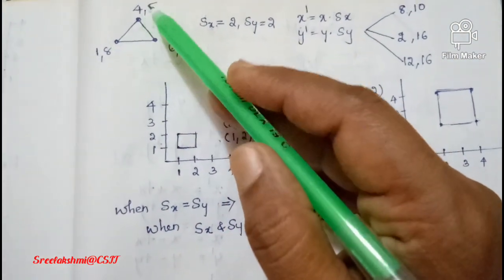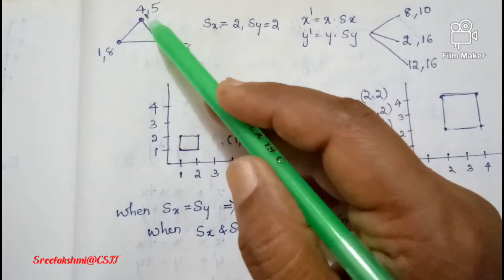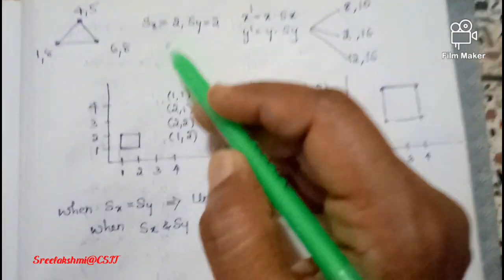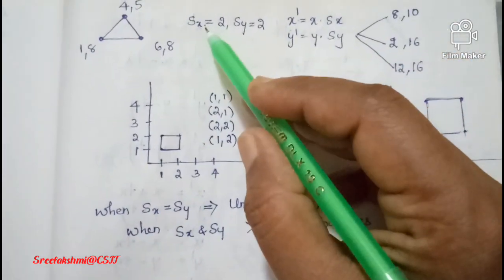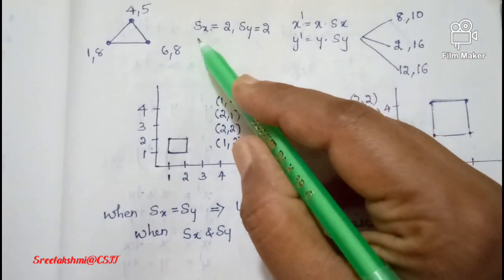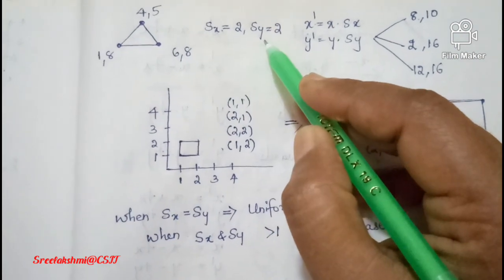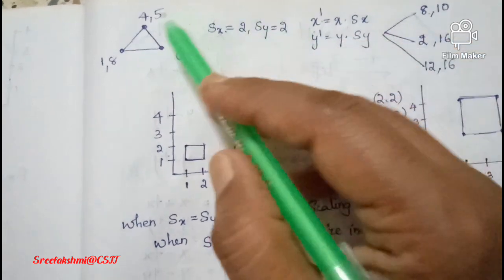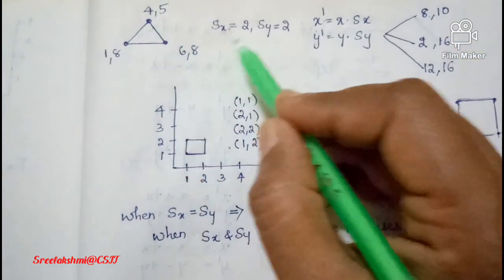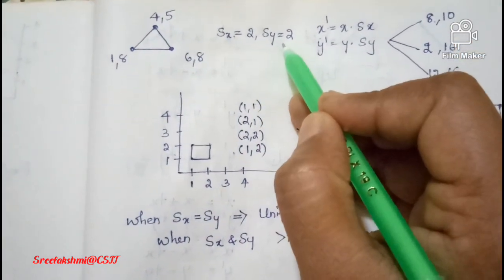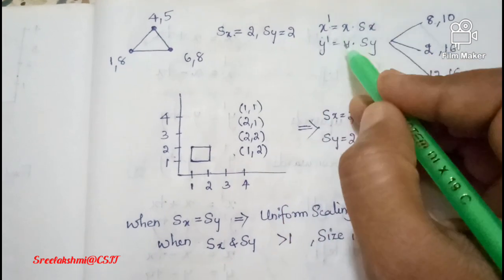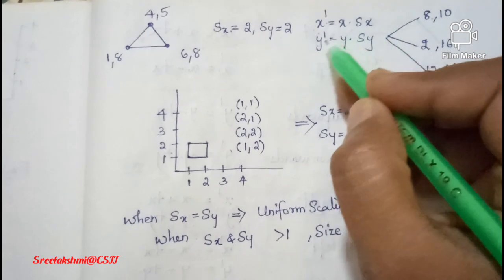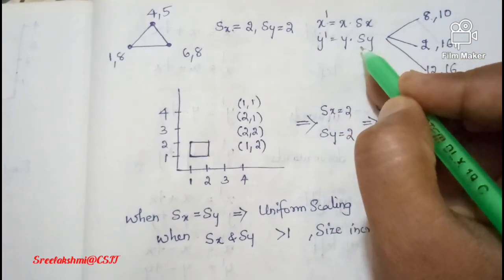Now let us work out a few examples. Consider a triangle with the points given as (4, 5), (1, 8) and (6, 8). The scaling parameters are also given. The value of Sx is 2 and the value of Sy is also 2. What do we have to do? We have the initial points and we also have the scaling parameters. Now using the scaling equations, x dash is equal to x into Sx and y dash is equal to y into Sy.